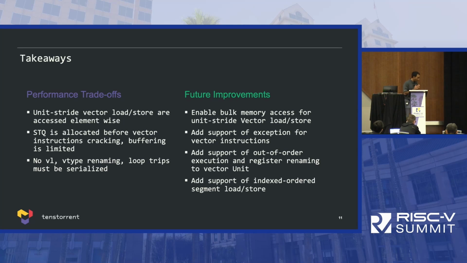Okay, so now finally getting to the takeaways. Performance trade-offs. Today, we don't support even the unit stride; vector load stores internally get broken down per element. So if you have a 16-element load store, it takes 16 operations, 16 loads. So it's not optimized at this point.